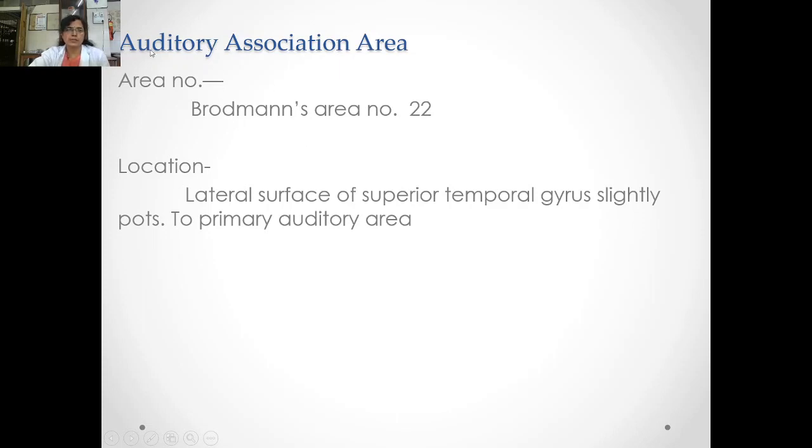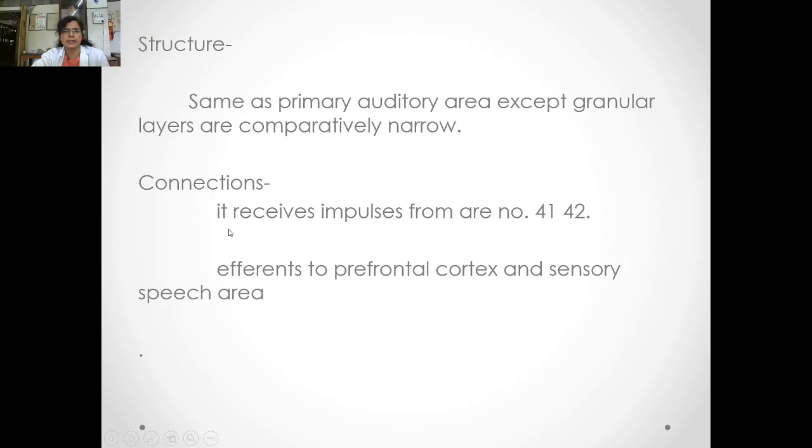Then we will see about the auditory association area. Area number: it is Brodmann's area number 22. Location: it is present on the lateral surface of the superior temporal gyrus, slightly posterior to the primary auditory area.